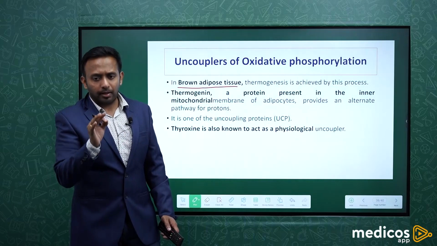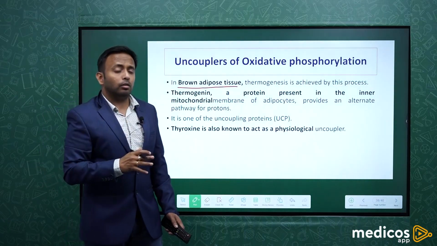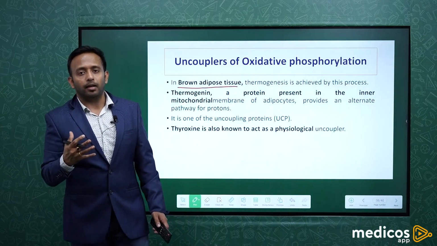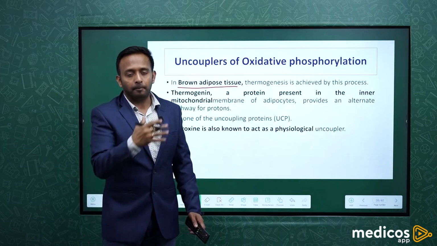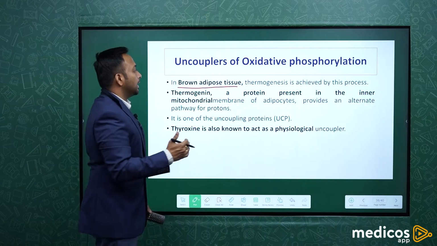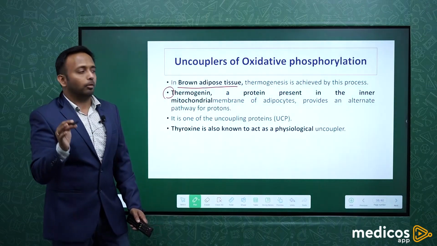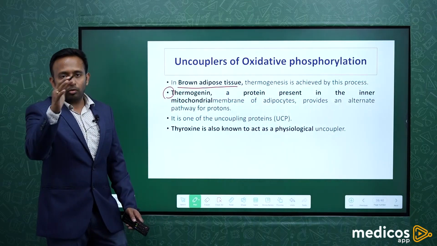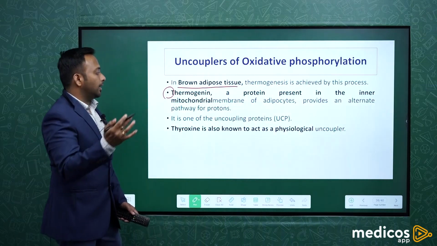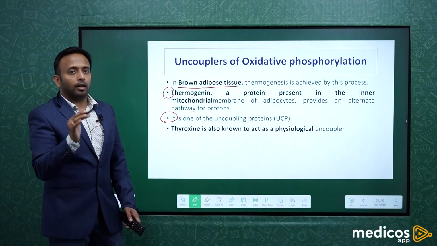White adipose tissue is named so because it contains a lot of fatty acids. In children, newborns and infants, it actually contains a lot of mitochondria, which gives a brownish tinge to the adipocytes. So it's called brown adipose tissue, and it dissipates heat. Thermogenin, a protein present in the mitochondrial membrane of the adipocytes, provides an alternative route through which protons can enter the matrix. Hence it generates heat, and it is one of the important uncoupling proteins.